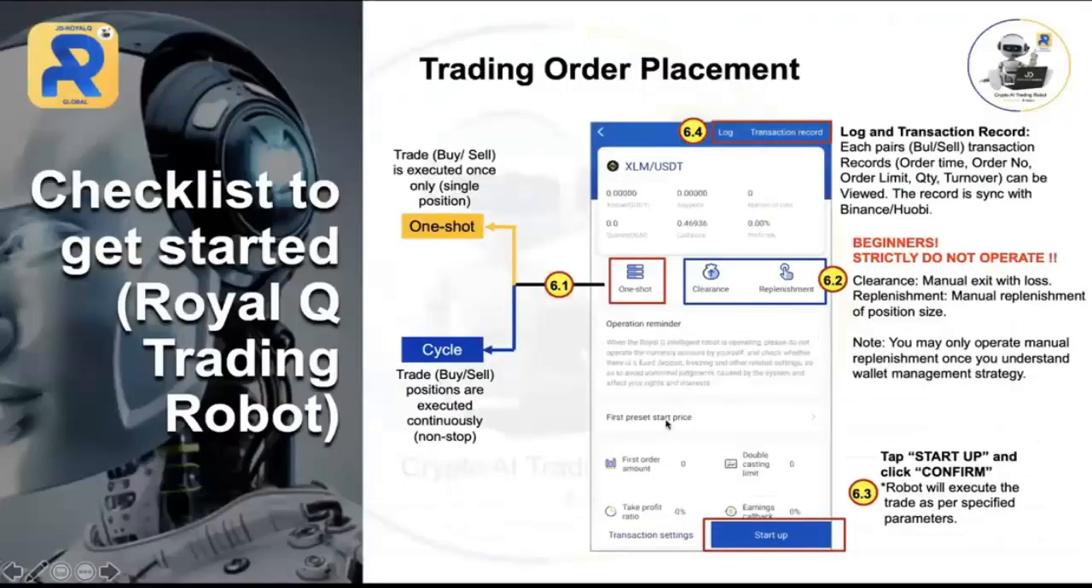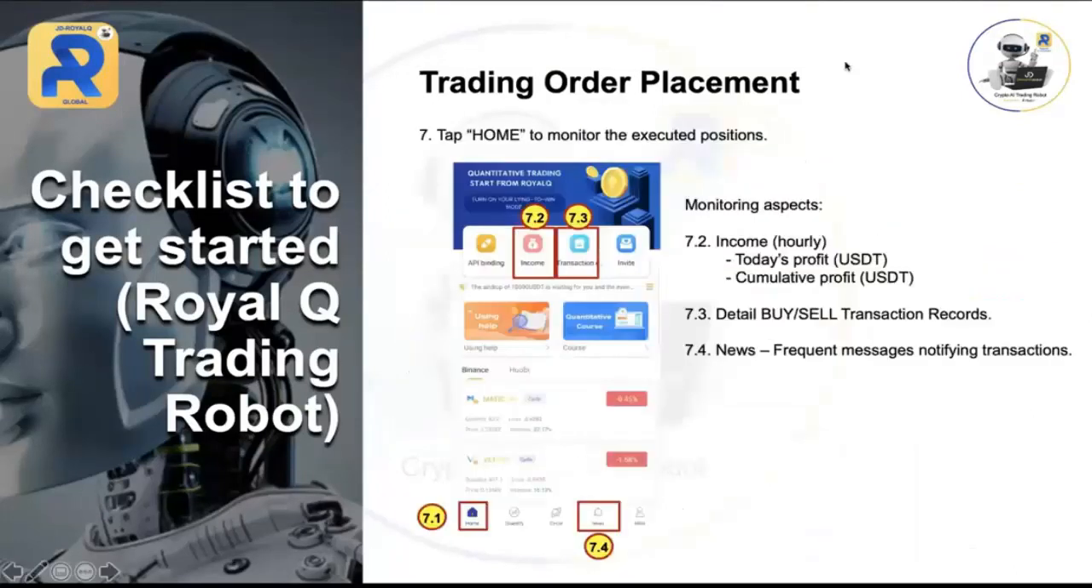So this is really done professionally. All this information is real-time, close to real-time, instant information that is fed into the robot. This is just awesome. Now, the rest of the features: if you go to the home, you have to click the home, then you will be able to see income. If you want to check the income that you are earning today, and also the cumulative profit, you can check the income.